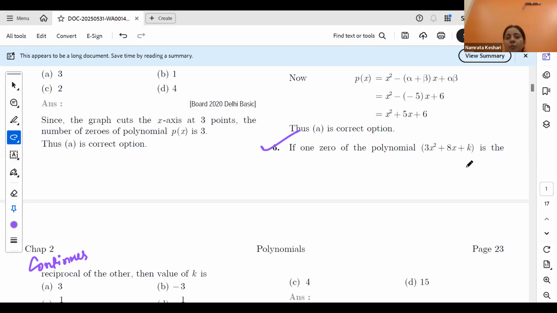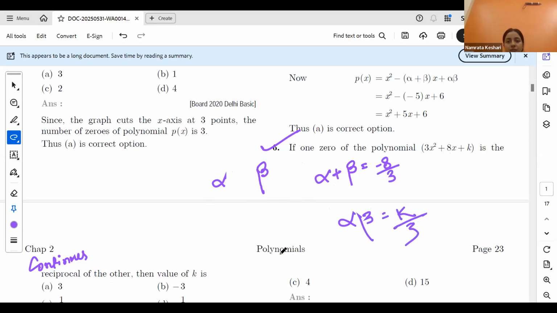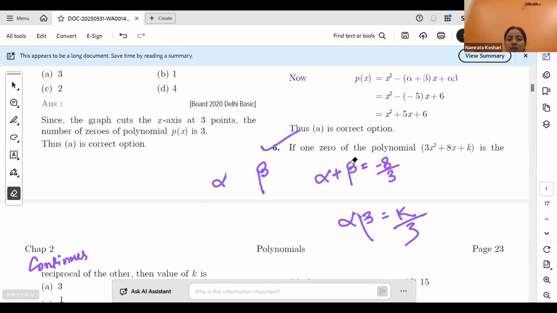If one zero of the polynomial is the reciprocal of the other, whenever you are assuming zeros, you take one zero as alpha, another zero as beta, and then you write the relation between zeros and coefficients: alpha plus beta is minus b by a, alpha into beta is c by a, right? And it says one zero is the reciprocal of the other. So here you will not take the other one as beta. Instead, you will take the other one as the reciprocal of the first one.